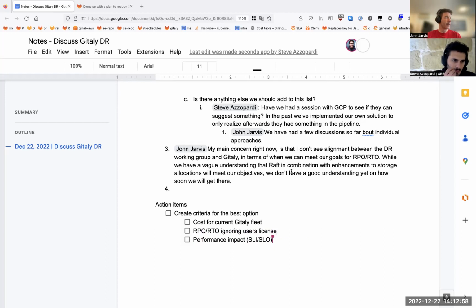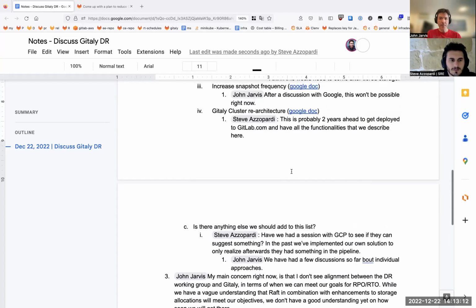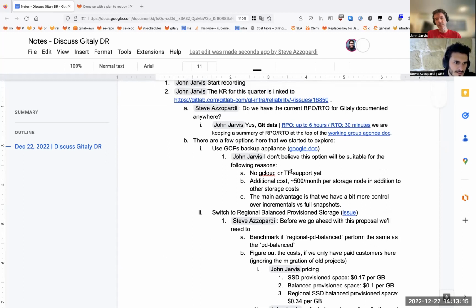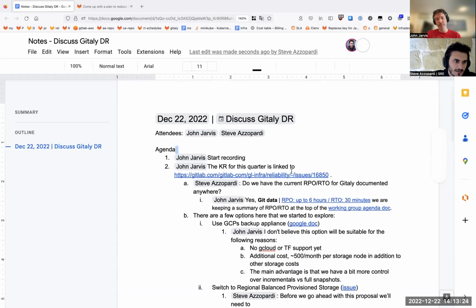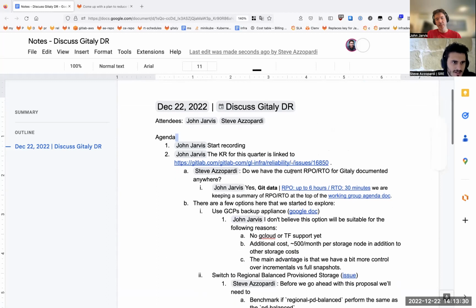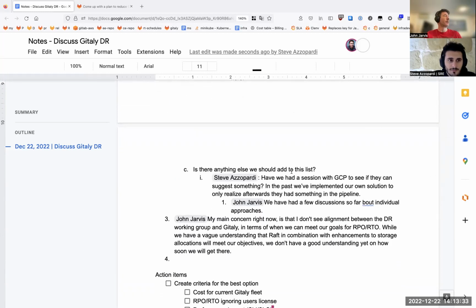I think probably the best option here would be to use the DR testing environment, and we can just start testing out the different options. I'm only focusing on the first two because the last two are pretty much non-starters, right? Increasing snapshot frequency, that's not possible, and Gitaly cluster re-architecture is way ahead of our timeline at the moment. So focusing on those two, both of them don't seem like a decent option, but we're still not clear which one is the best option, right?